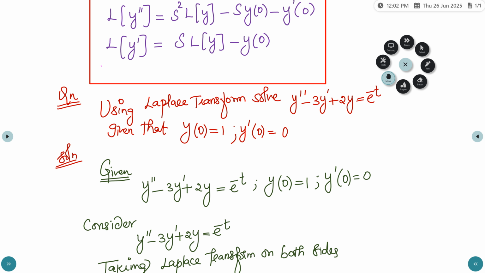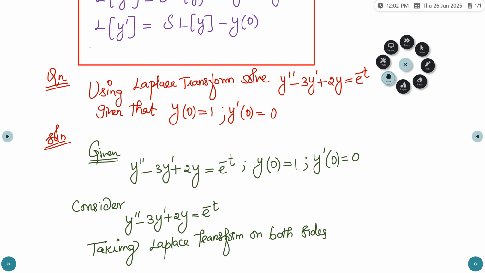Our first problem is: using Laplace transform, solve y double dash minus 3y dash plus 2y equal to e power minus t. This is a second order ordinary differential equation. So for that we need the L of y double dash and L of y dash formulas, which I explained in the beginning.